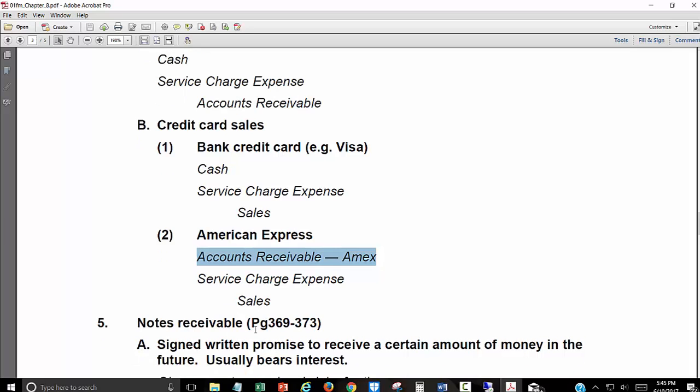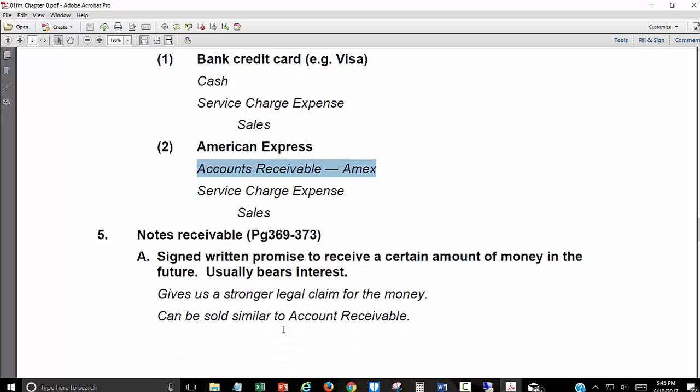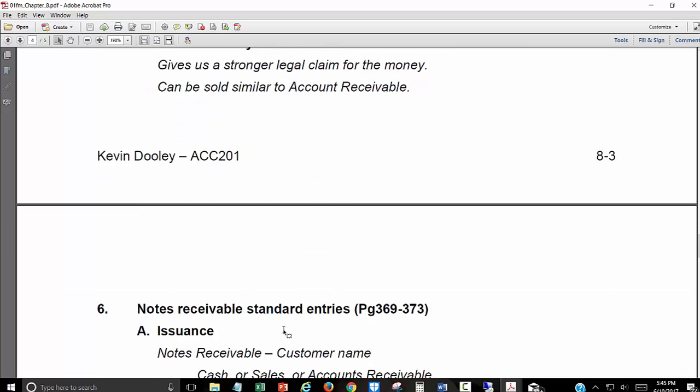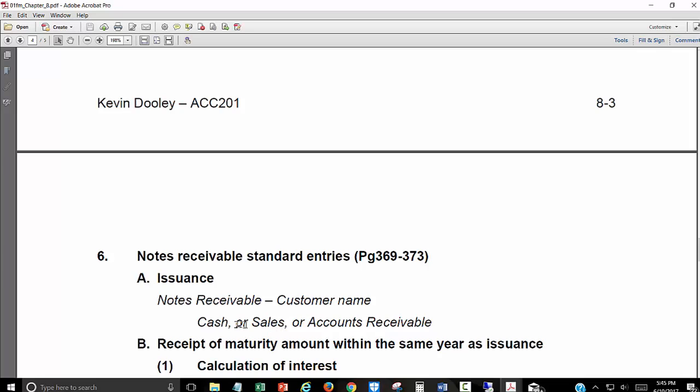Notes receivable are a signed written promise for us to get a certain amount of money in the future, and they usually bear interest. This gives us a stronger legal claim for our money, and they can also be sold similarly to accounts receivable. Here are some standard entries for notes receivable. For example, if we make a sale to the customer and we receive a note from them, say it's a large dollar item or some other reason why we need a note receivable, we'll debit notes receivable for that customer's name and credit sales. Or we may somehow or another loan someone money, we'll debit notes receivable and credit cash.